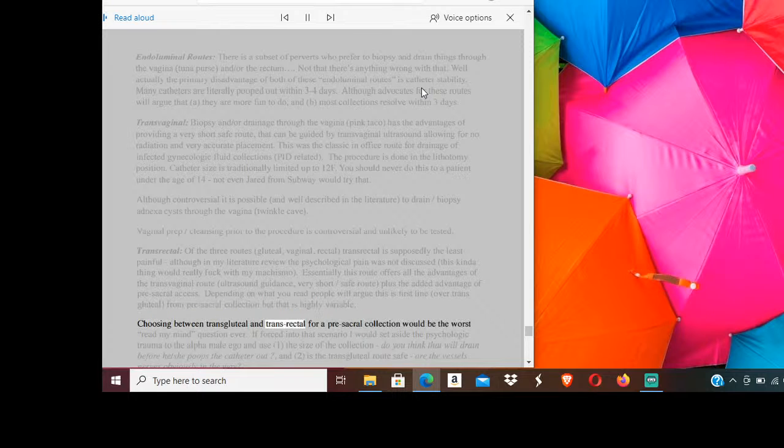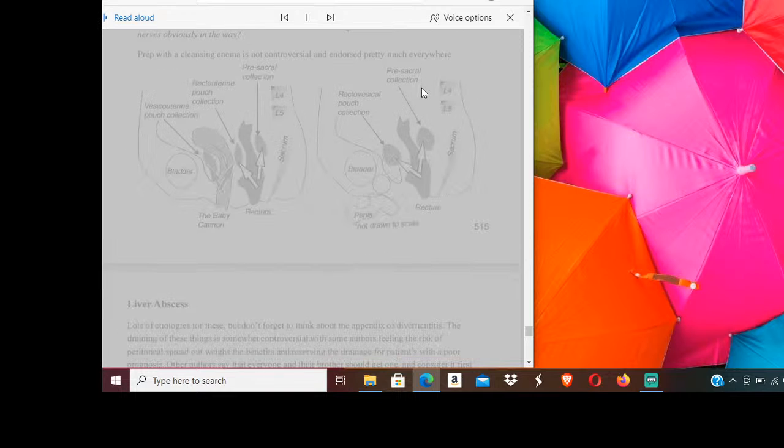Choosing between transgluteal and transrectal for a presacral collection would be the worst read-my-mind question ever. If forced into that scenario, I would set aside the psychologic trauma to the alpha male ego and use 1. The size of the collection. Do you think that will drain before he or she poops the catheter out? And 2. Is the transgluteal route safe? Are the vessels and nerves obviously in the way? Prep with a cleansing enema is not controversial and endorsed pretty much everywhere. Presacral collection: IL4L. For rectovesical pouch: RL5.